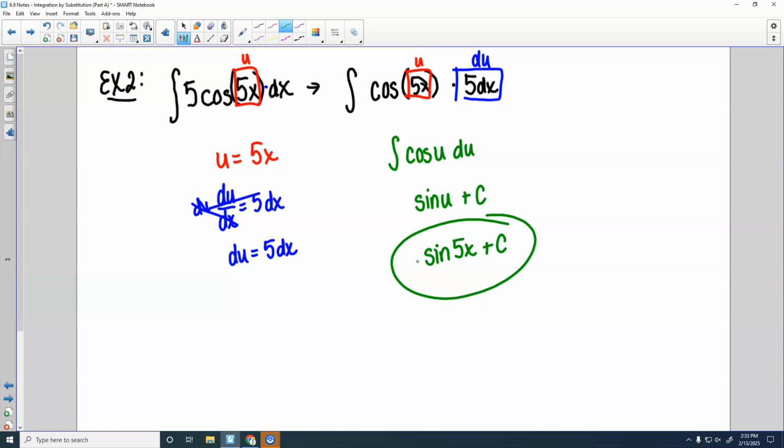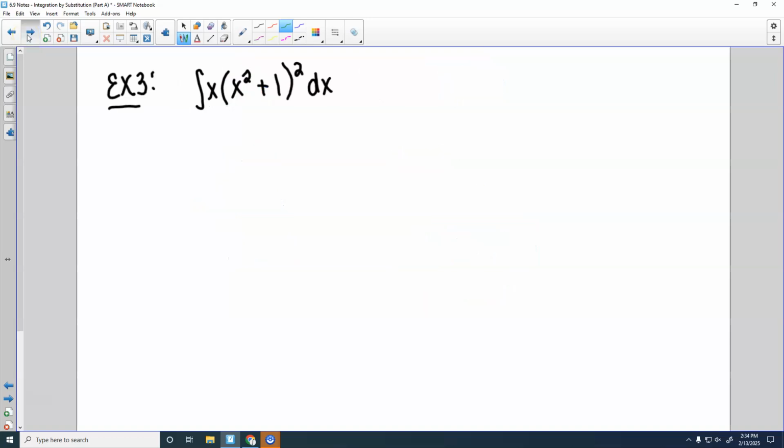Some of these might be simple enough that eventually you can do them in your head, without writing down what the u and the du are, possibly. If that's the case, that's okay, but they do also get more complicated than this. So I think it's good to just do these the long way so you're really grounded on the process there.